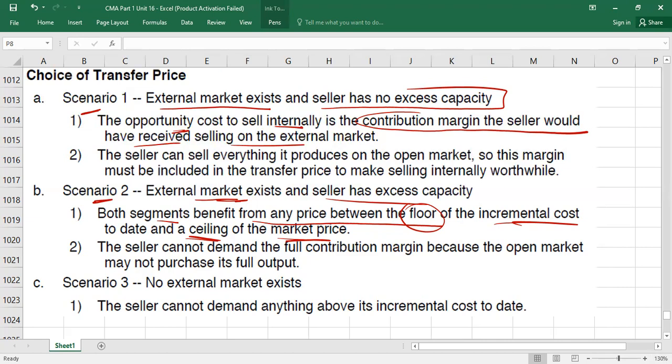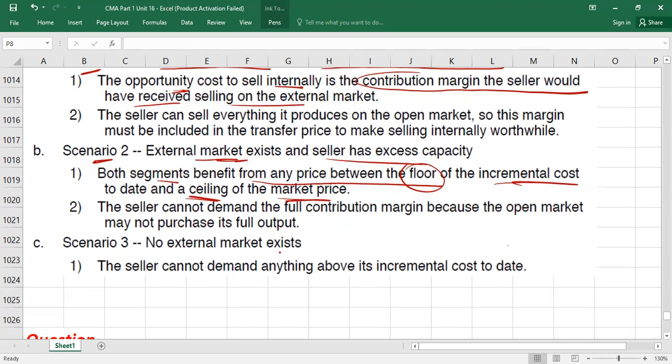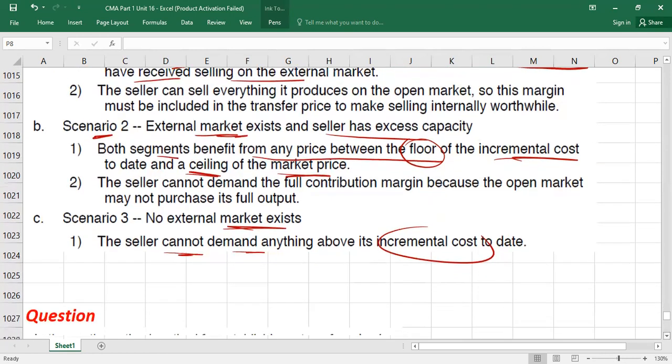Then sometimes this scenario is also there: no external market exists. You don't have an external market. Then the seller cannot demand anything above the incremental cost, because there is no market for it, so there is no logic. Actually, as I told you, price can be negotiated also. These are just guidelines they are telling you. If you don't have an external market, the seller cannot demand more than variable cost. Understood? It's not that he should not demand. He should demand. He should get some profit also, but these are just guidelines. Understood?